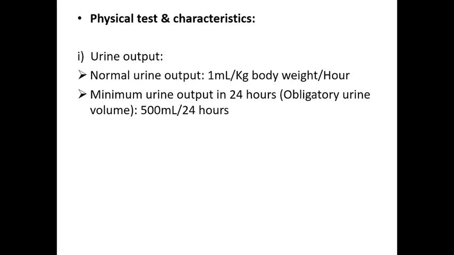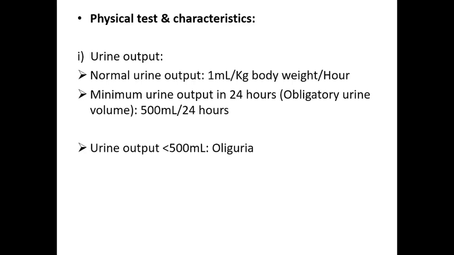If the person's urine output is less than this, it is not healthy, because then the metabolic waste products that are produced in the body will not be properly excreted. They get stored up in your body, and this buildup of metabolic waste products is very toxic to the person and can have a lot of harmful effects. So that is why the obligatory urine volume is 500 milliliters per 24 hours, and if the person does not excrete this amount of urine, it is toxic.